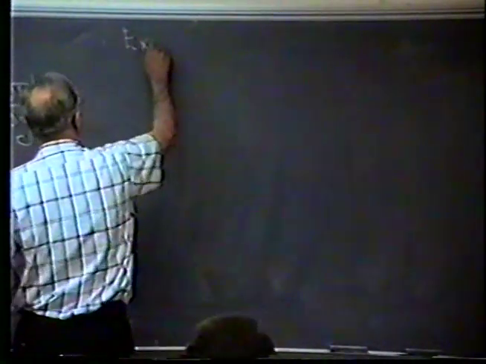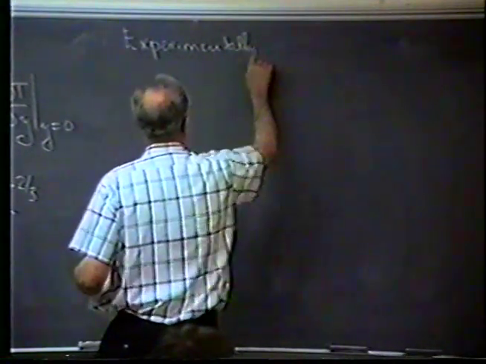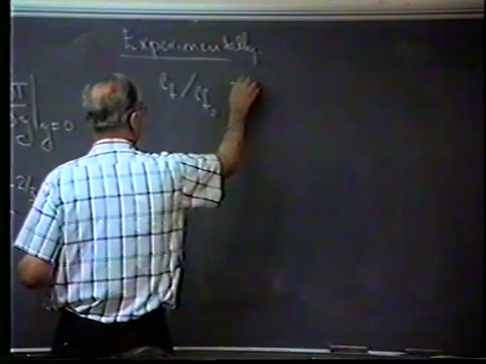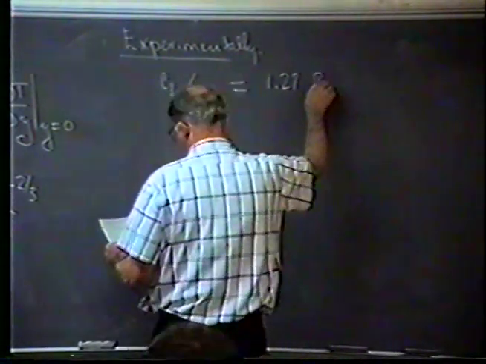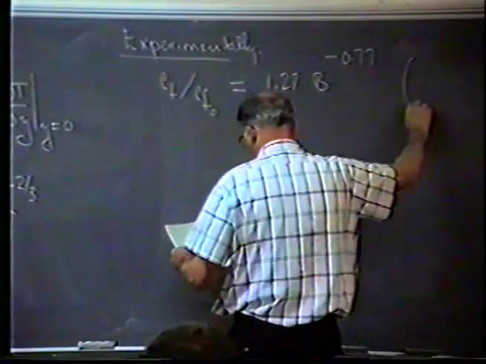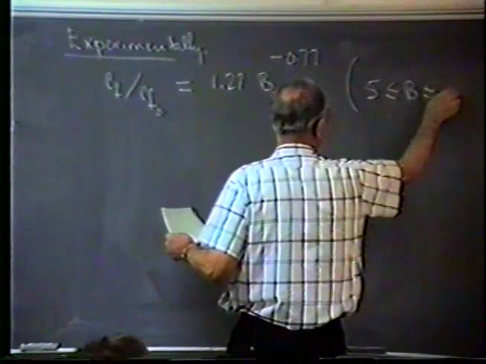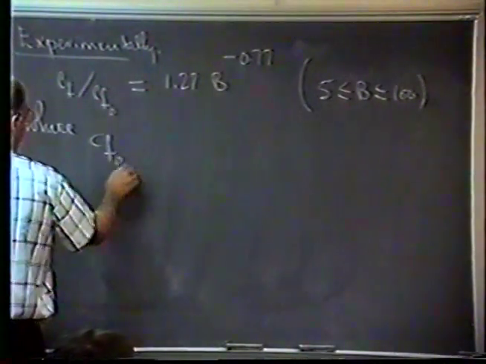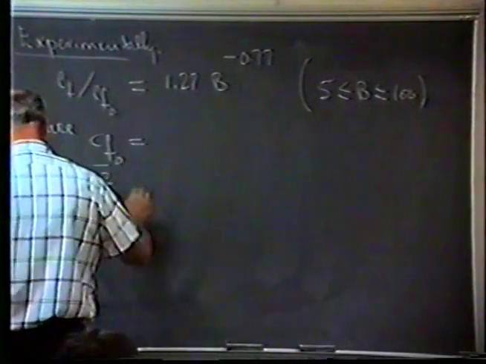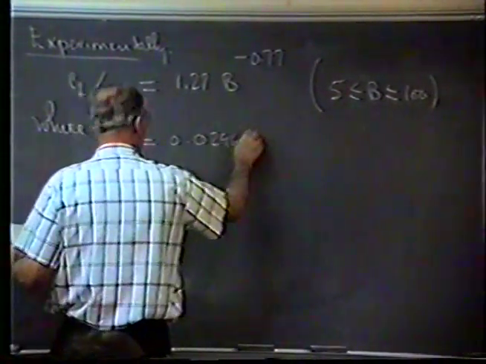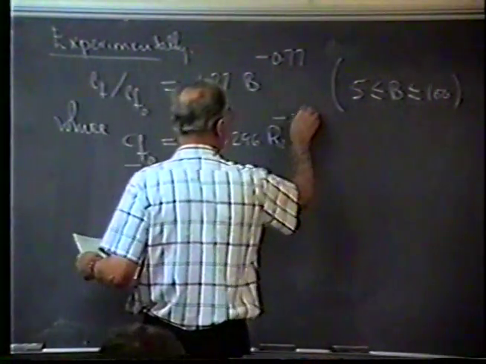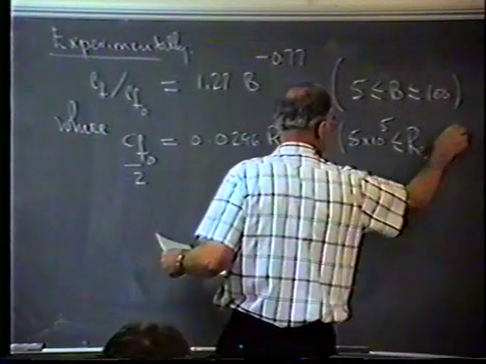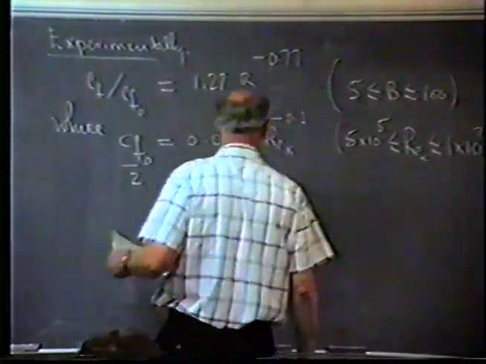So we'll say experimentally, and it's also theoretically, but we'll use this expression. C sub f over C sub f0 is equal to 1.27 B to the minus 0.77. And there's a range on this for this B factor. And we'll put some definitions in here. C sub f0 over 2 is defined as 0.0296 Reynolds number based on x to the minus 0.2, and this is for 5 times 10 to the 5th less than or equal to the Reynolds number, less than or equal to 1 times 10 to the 7th. So that gives you a range.